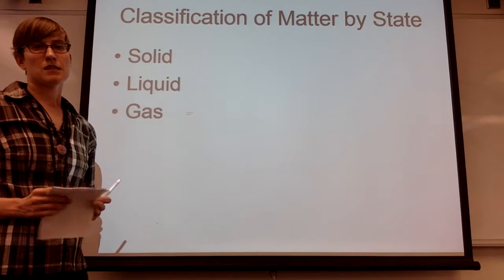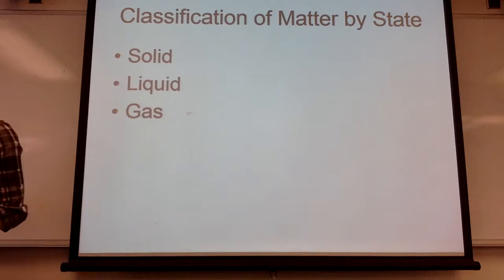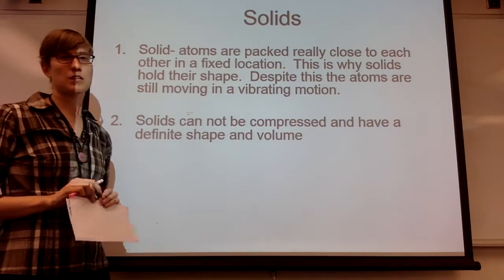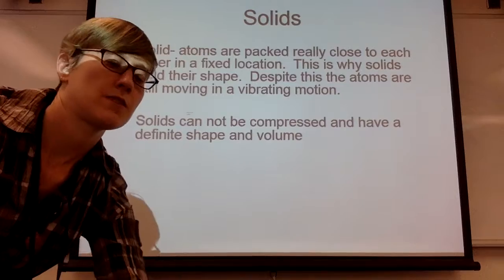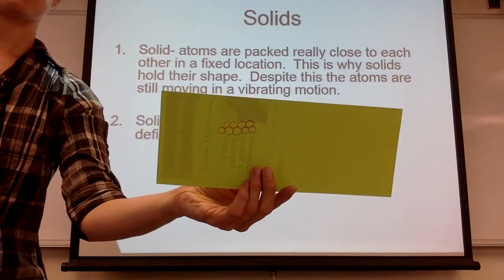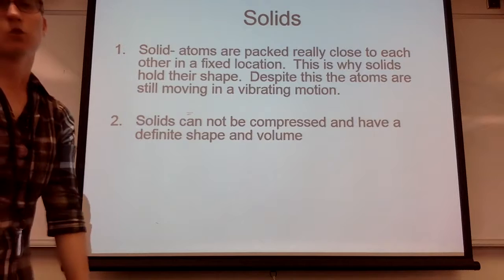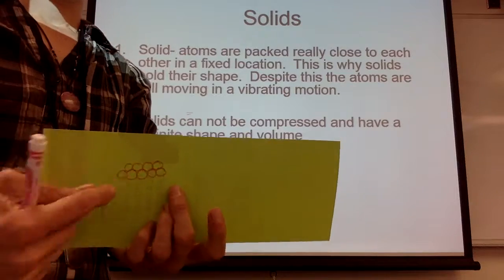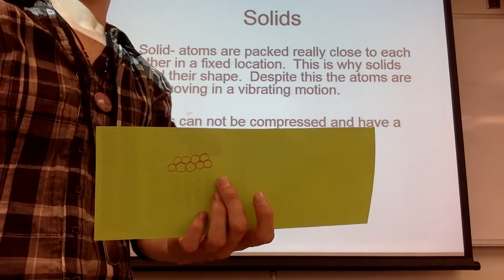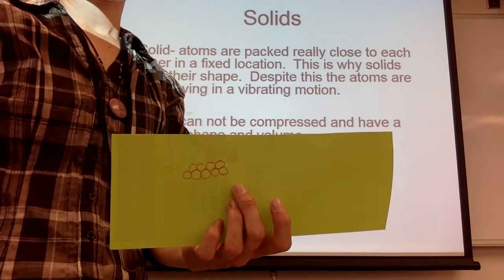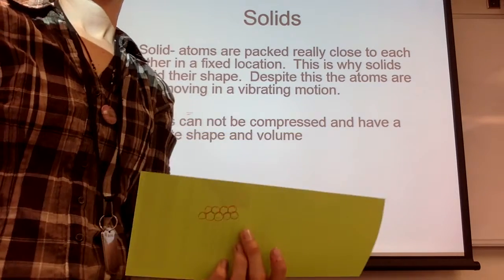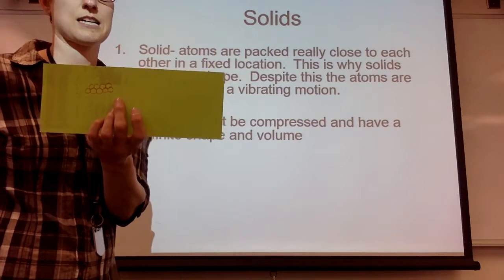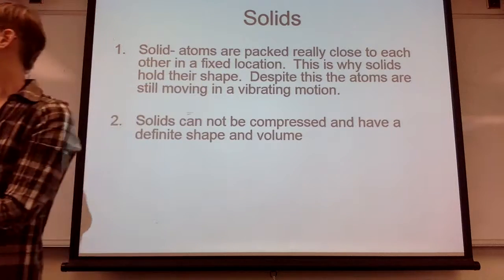We can have elements classified as a solid, a liquid, or a gas. Solids are atoms that are packed really close together. So that's what I drew you a picture of earlier. That's an example of a solid. That's why solids hold their shape. And despite this, the atoms are still moving. In this picture, we have these atoms still vibrating, even though it appears to us as though they're staying still. Solids cannot be compressed. You can't squeeze it together to be more condensed, and they have a definite shape and volume.